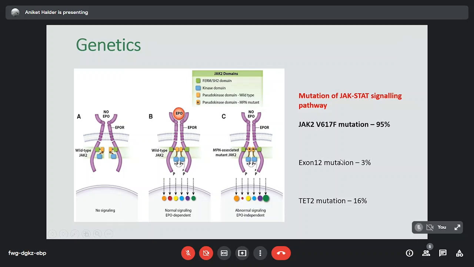The other mutations which are encountered in Polycythemia vera include mutations in exon 12 and TET2 mutation. But the JAK2 V617F mutation is the most common mutation found in cases of Polycythemia vera, and may be found in up to 95% of cases.